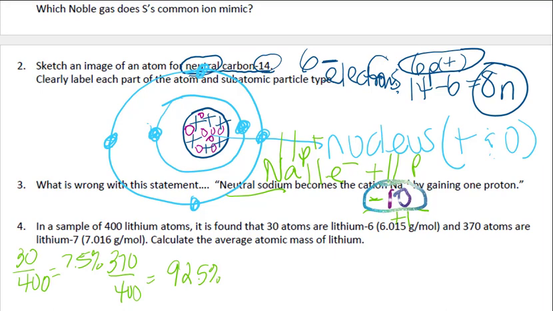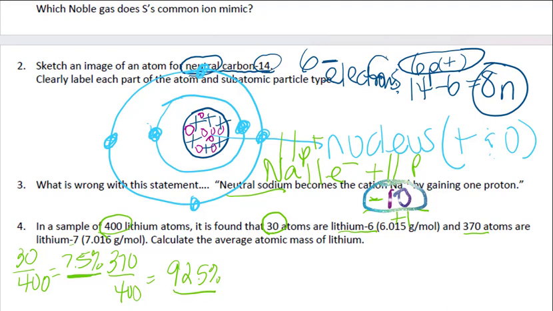For our next question, in a sample of 400 lithium atoms, it's found that 30 atoms are lithium-6 and 370 atoms are lithium-7. Calculate the average atomic mass for lithium. Well, the first thing I did was, we've been finding our percents with looking at percent abundance. So I'm going to take that 30 atoms and divide it by 400, and that gave me 7.5%. And then 370 divided by 400 times it by 100, and it gave me 92.5%.